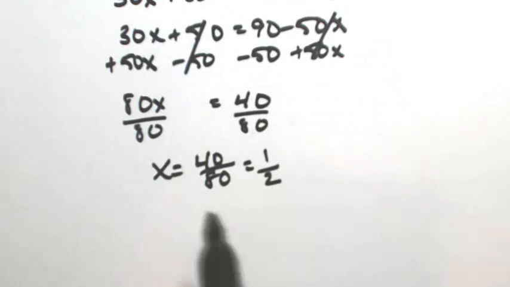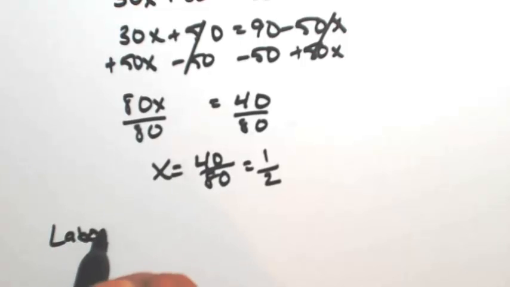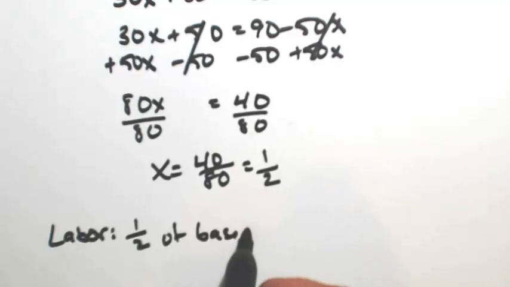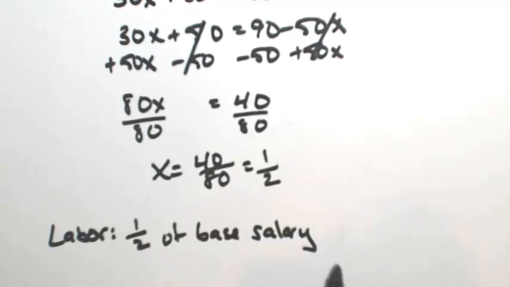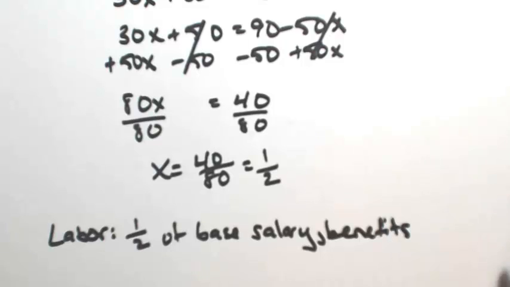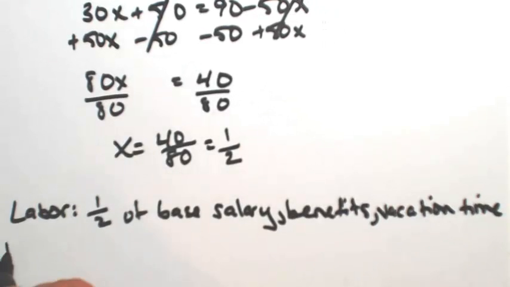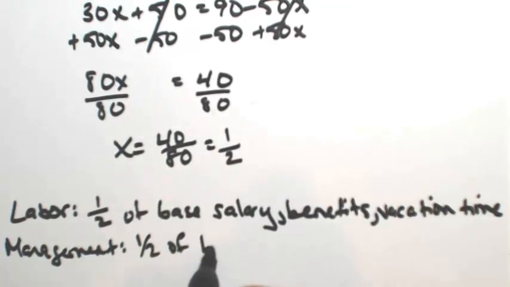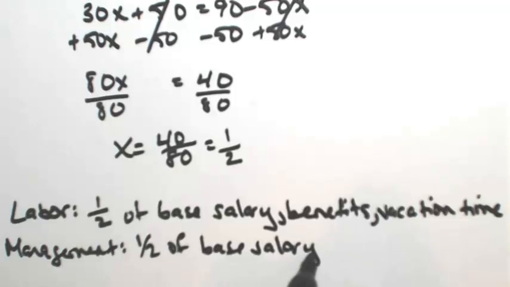So to figure out the allocation, labor is going to get half of base salary. So they get half the rights of that issue. The other thing they have are the benefits and vacation time. Okay, and the management gets the other half of base salary. And then the other thing they have circled is salary increases.